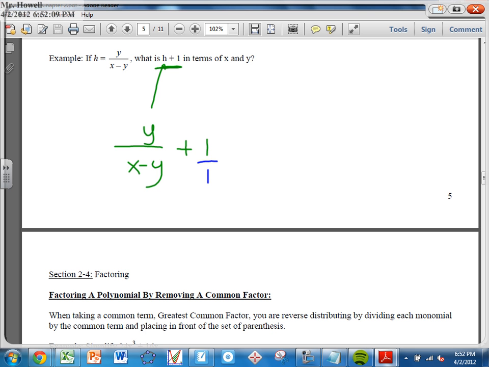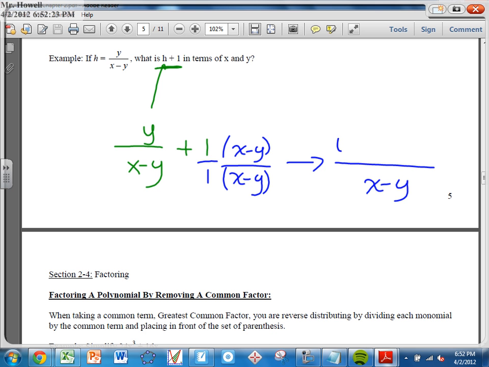And now I can see if I want a common denominator, just multiply this by x minus y over x minus y. Doing this, I'm going to see that my denominator becomes simply x minus y in both cases. So I can write it as one denominator. Whereas my numerator is y plus x minus y. Well, take a look. I've got a positive y here. I've got a negative y here.